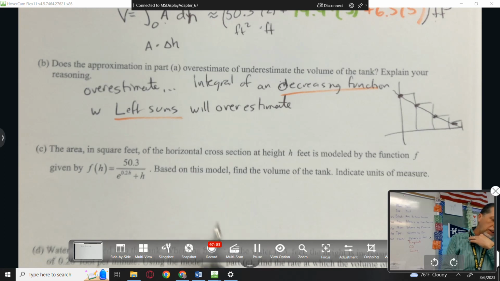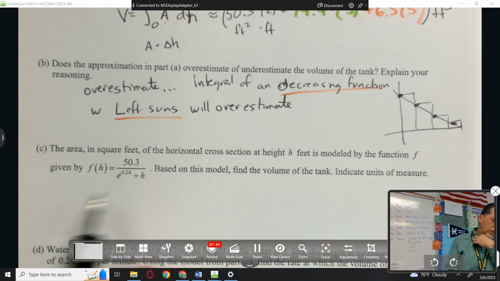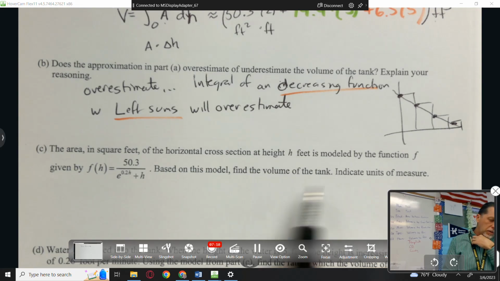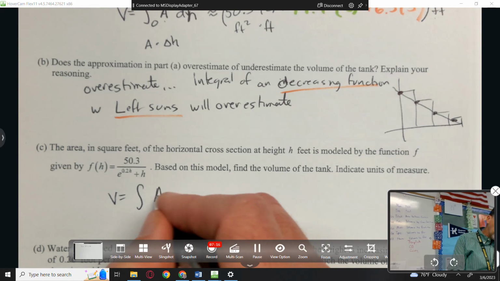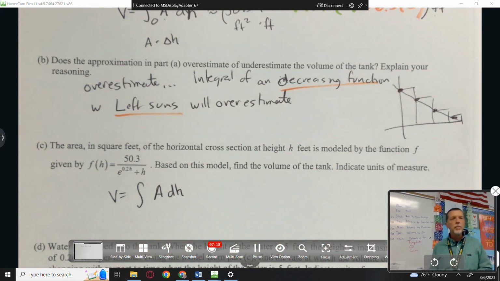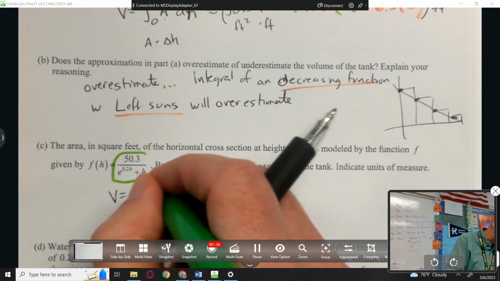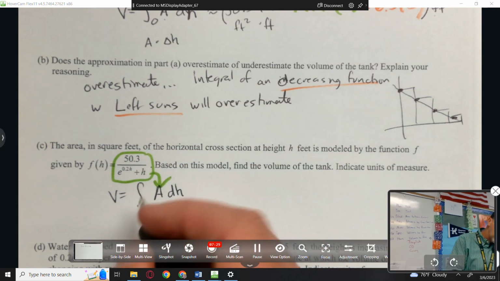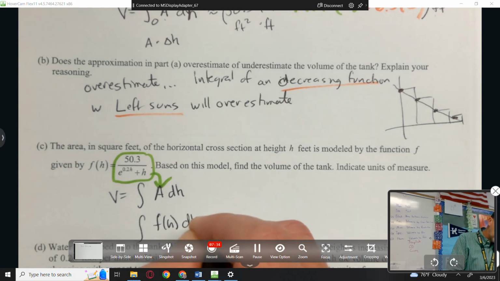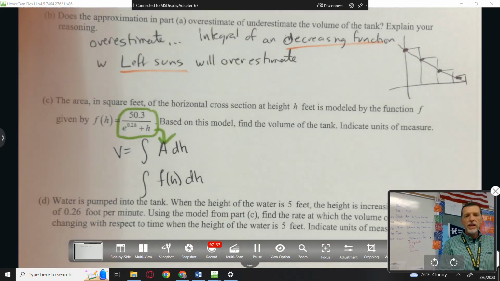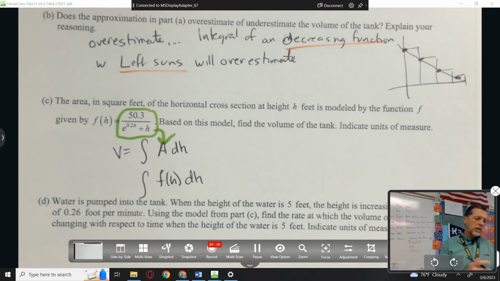The area in square feet of the horizontal cross-section is modeled by this function. Based on this model, find the volume of the tank. Well, this volume is still the integral of the areas times dH. They told me that this is the area, so I'll put this in for A. I don't even have to write that, actually. I can just put f of h dH. What about my limits, from where to where? 0 to 10.